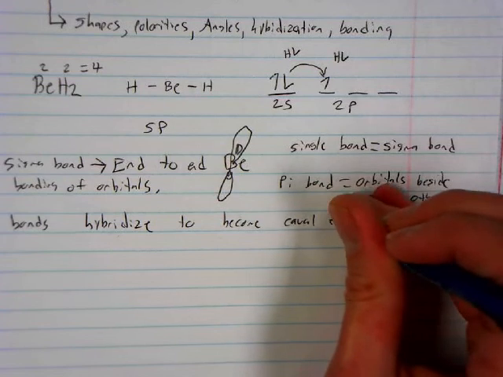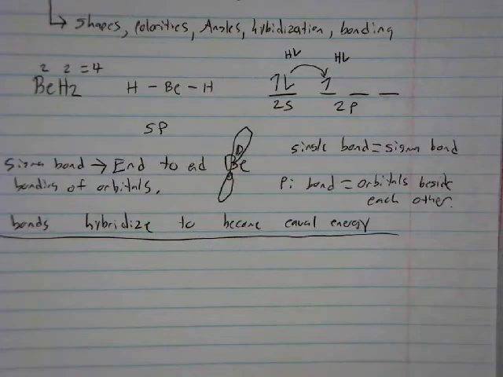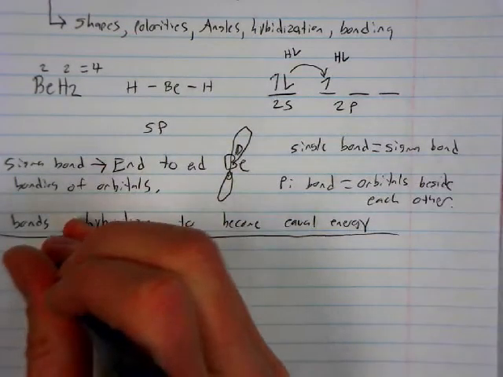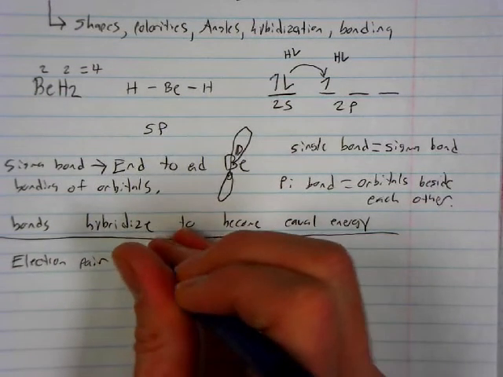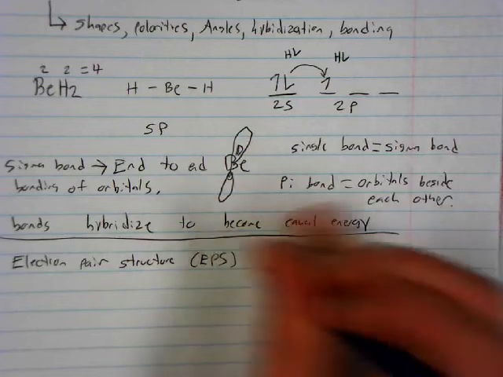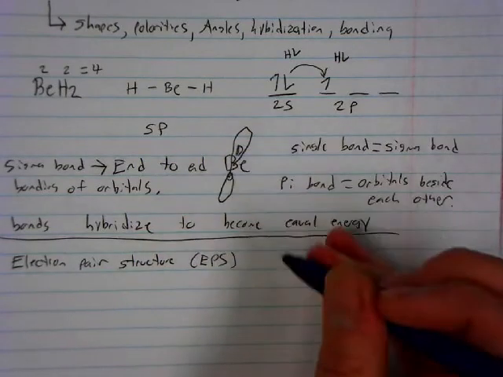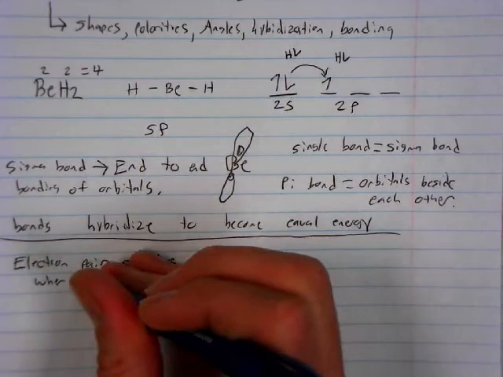Bonds. We're almost ready to actually do this. Bonds hybridize to become equal energy. They want to become equal energy. So, I can ask you a lot of things about this molecule. The first thing I could ask you would be, what is the electron pair structure? Short would be EPS.